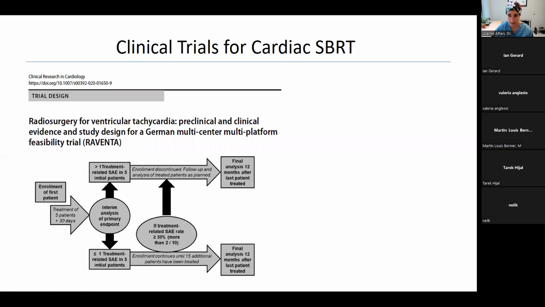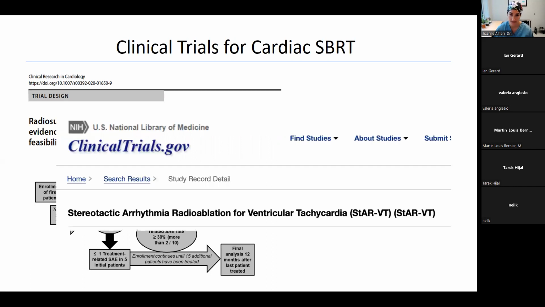That's because their primary endpoint is safety. So they're looking at treatment-related side effects within the first 30 days after radiosurgery. Their secondary endpoints are VT burden, reduced ICD shocks, and quality of life in the first year following radiotherapy. We also have a trial here at the MUHC, which you'll hear about a little later in the presentation.